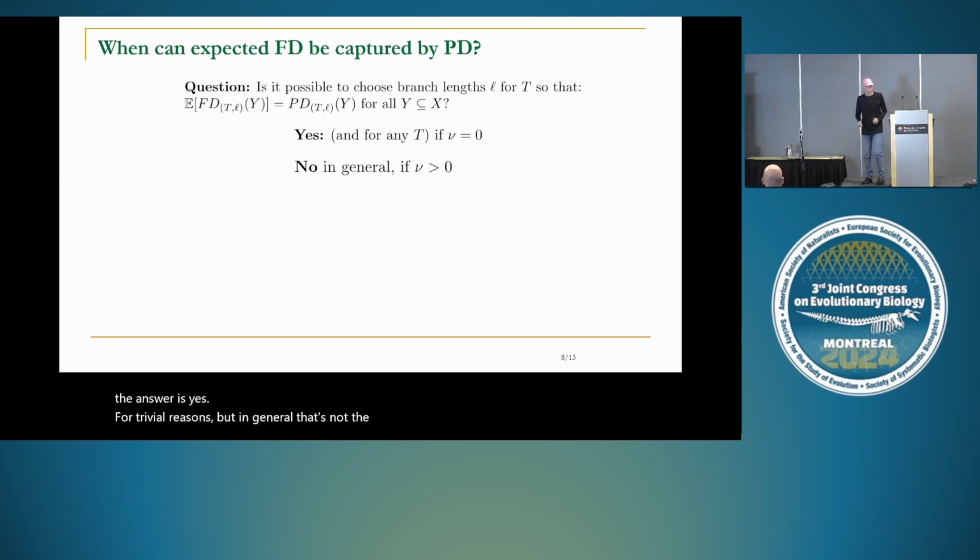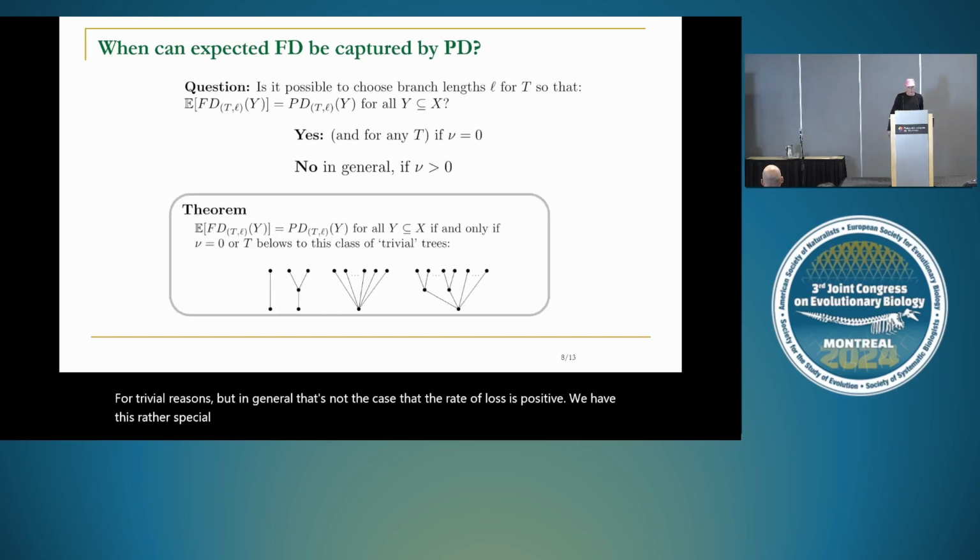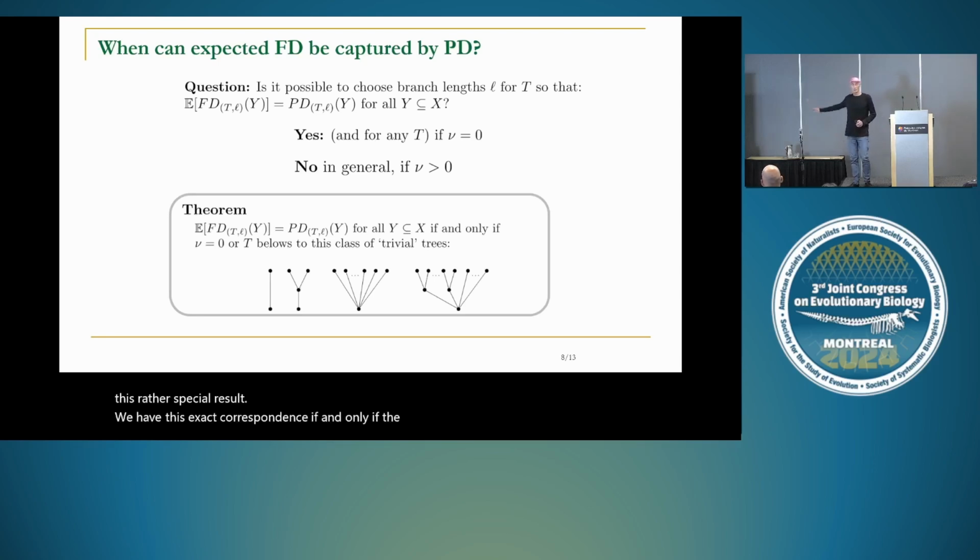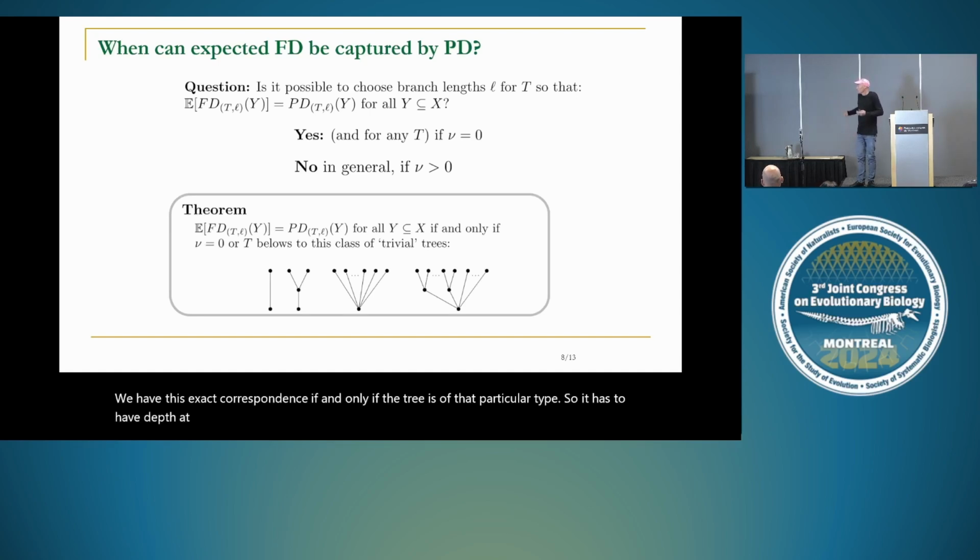If the rate of loss is positive, we have this rather special result. We have this exact correspondence if and only if the tree is of that particular type. So it has to have depth at most 2, and not even all trees of depth at most 2 are in that list of 4 possible types of trees.